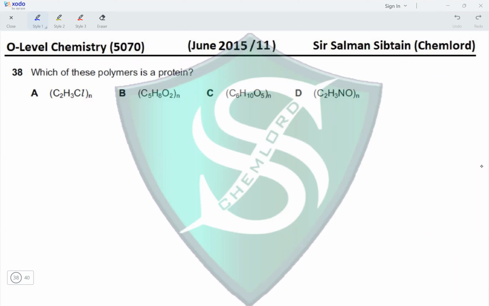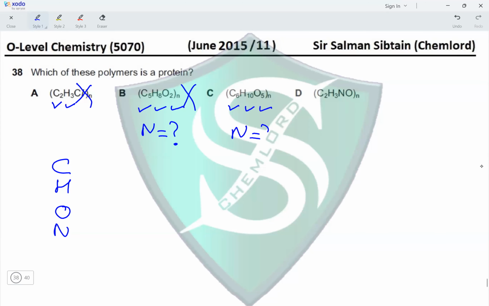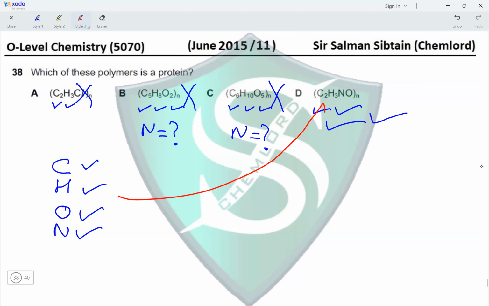Question 38. Which of these polymers is a protein? A protein contains carbon, hydrogen, oxygen, and nitrogen atoms. In option A, we've got carbon, hydrogen, and chlorine. Chlorine is not there in protein, so A is eliminated. In B, we've got carbon, hydrogen, oxygen. Nitrogen is missing, so B is eliminated. In option C, we've got carbon, hydrogen, oxygen. Again, nitrogen is missing, so C has been eliminated. In option D, we've got carbon, hydrogen, oxygen, and nitrogen present. So all four are present in option D, making D the correct option for this question.